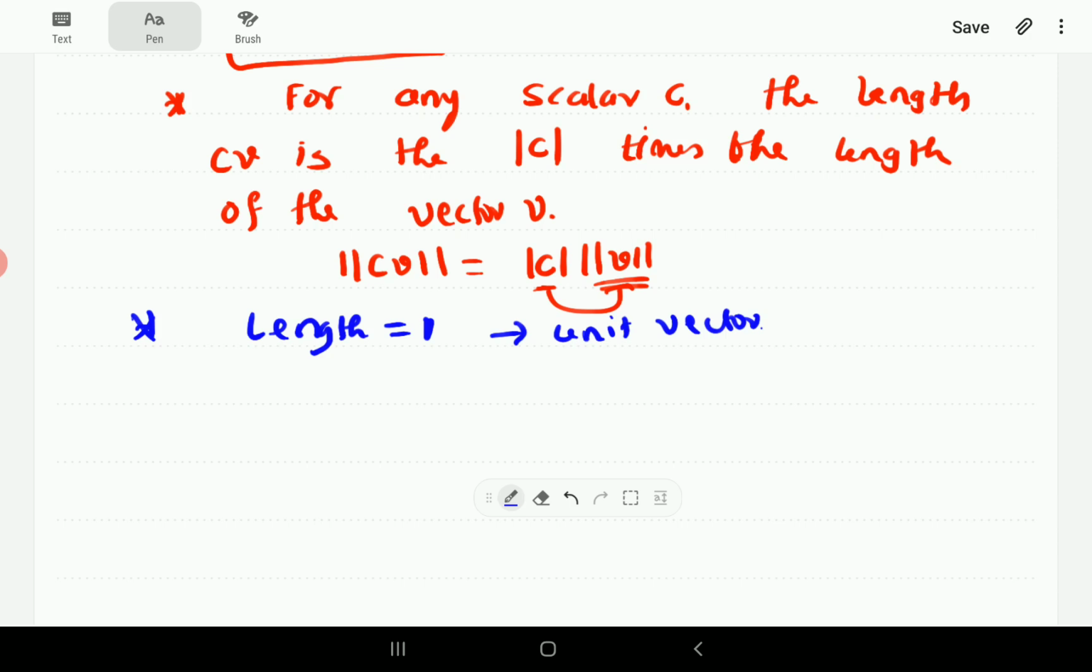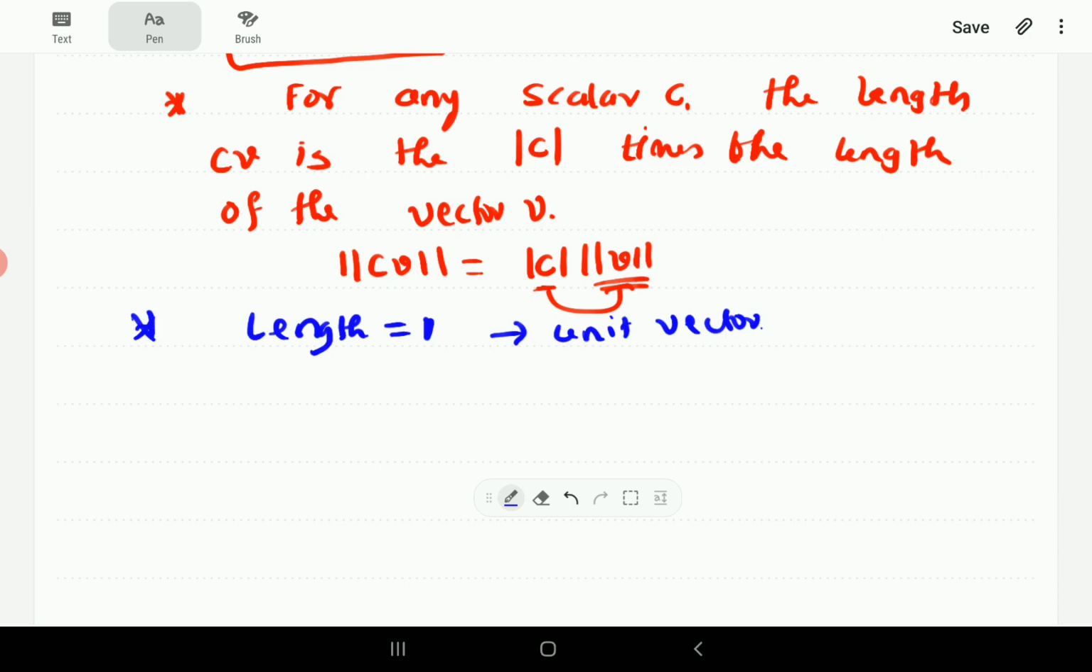We also say that u is in the same direction as v. So by normalizing a given non-zero vector, dividing it by its length, we obtain a unit vector. So we get the normalization of a given vector. I think we will see that with the help of examples.